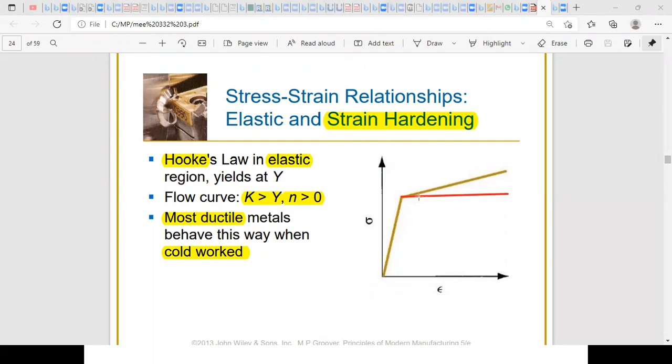And for the strain hardening curve, I need to define two coefficients, K and n. In this case, the K value will be larger than the yield stress, and the value of n will be larger than 0. While for the perfectly plastic graph, K should be equal to Y, the value of the yield stress, and n should be equal to 0. Now, most ductile metals will behave this way when cold worked, so when I deform them at temperatures below their recrystallization temperature.